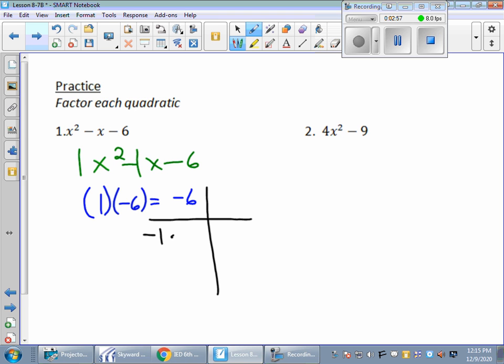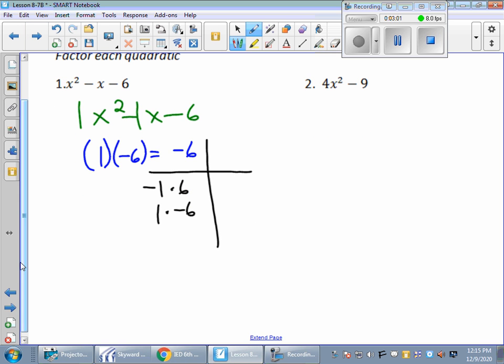So negative 1 times 6, 1 times negative 6, negative 2 times 3, and 2 times negative 3. And then we sum those up. 6 minus 1 is 5. Negative 6 plus 1 is negative 5. 3 minus 2 is 1. Negative 3 plus 2 is negative 1. So that's our factor sum table there. And which one are we looking for? We're looking for the one that gave us a negative 1. So negative 1 here.